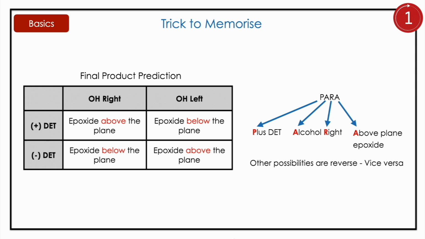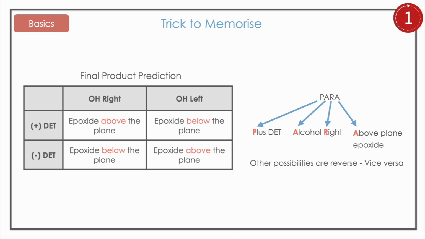Then the trick to memorize this table. Here OH position and DET are important. To memorize this, I have given the acronym PARA. PARA means plus DET, alcohol right side means above the plane epoxide. So memorize the word PARA, write the first column, then enter the other possibilities with reverse configuration. So PARA means plus DET, alcohol right side, above the plane. This is a very important trick. It will help you to solve all the problems.